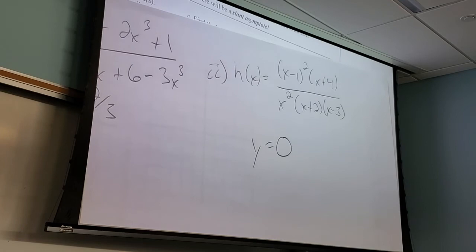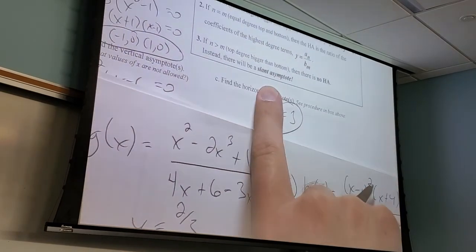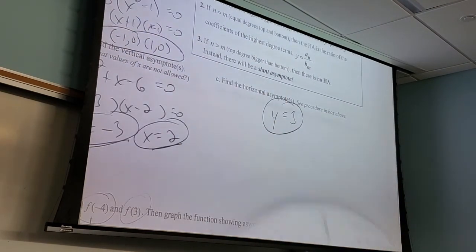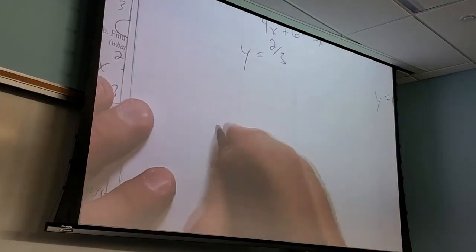Now let's do one. Okay, now let's investigate this slant asymptote. So I'm kind of giving the game away a little bit here, but let's see.